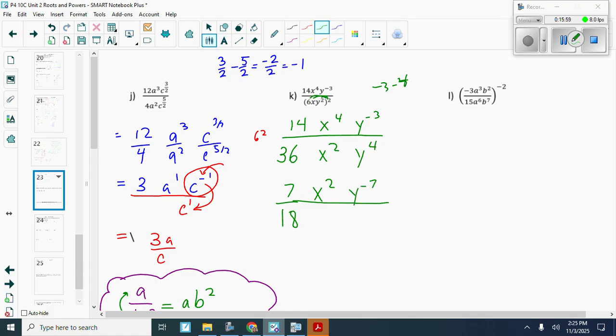When you write your answers, you're always starting off on the top. And then we can see that we have a negative exponent, so this guy is just going to drop down to below. So our final answer is going to be 7x squared over 18y to the 7.